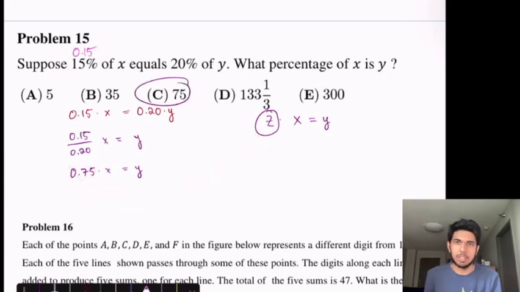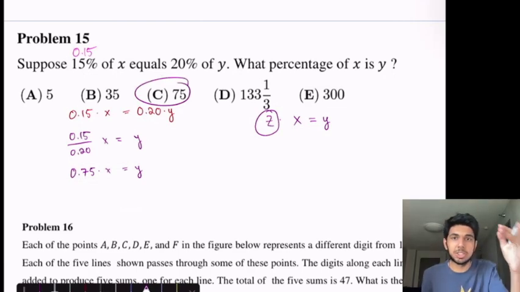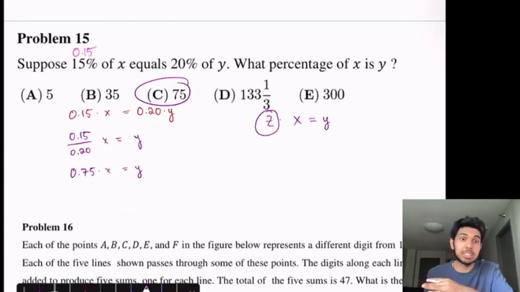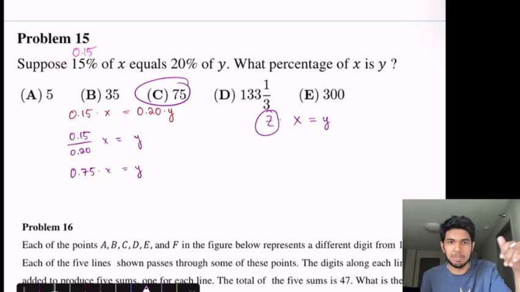Our answer, 75. Main takeaway from this question: when you see percentages and the word "of," you should be thinking about multiplication. Don't forget to change your percentages to decimals. That's how we do math with percentages. But yeah, those are the tips from this question.